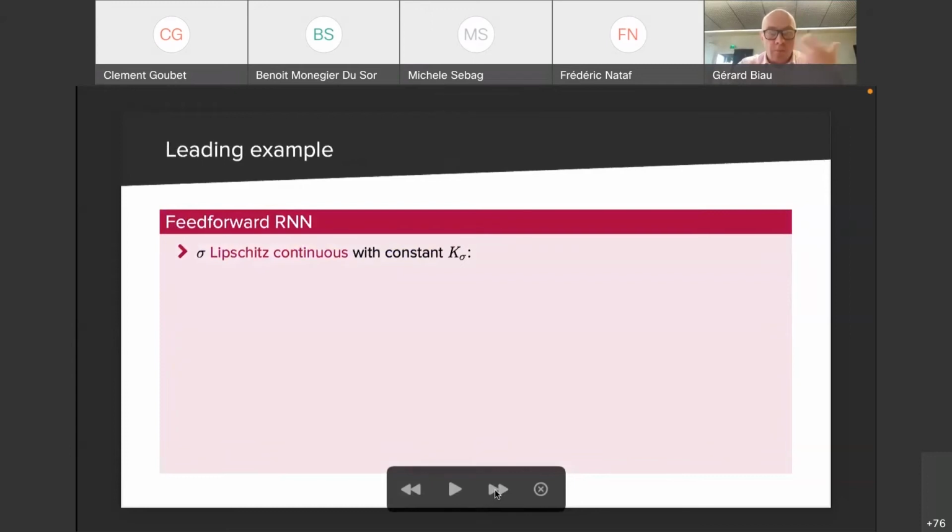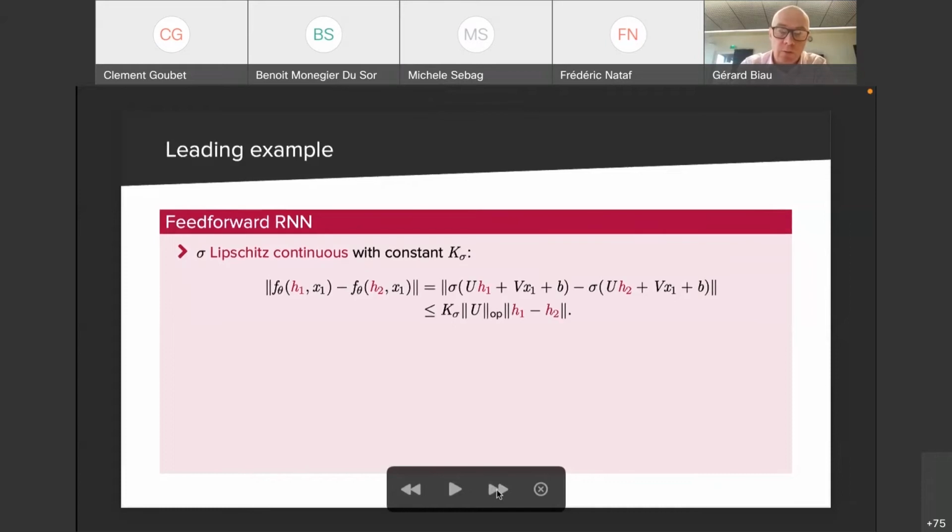So, of course, the classes of functions which satisfy the constraints are not void. If you take, for example, a feed-forward RNN, so if you assume that the sigmoid is Lipschitz continuous, which is the case for traditional activation functions, then of course the function f theta is Lipschitz. It's a one-line exercise proof. Same thing, it's Lipschitz in the second variable, so it's fine. The assumptions are satisfied. So they are not very heavy assumptions.